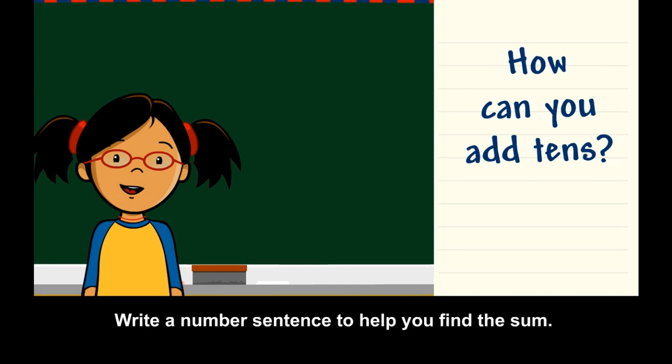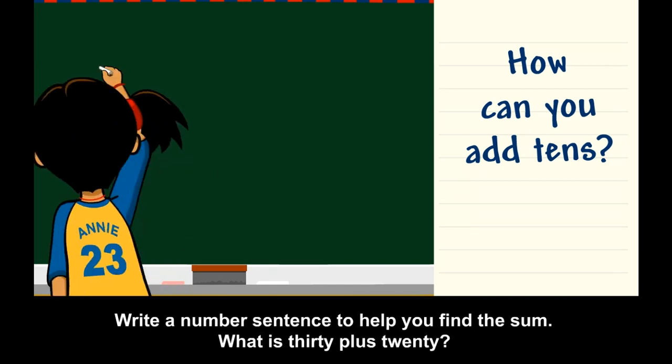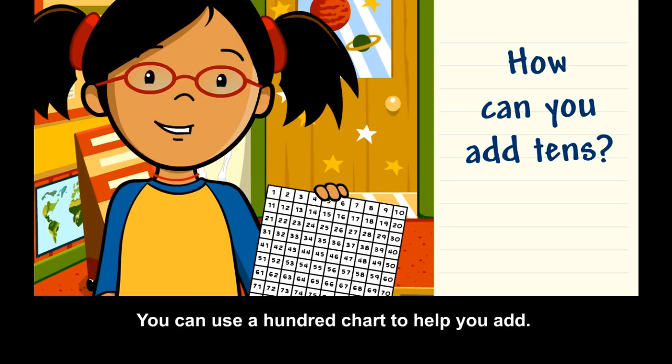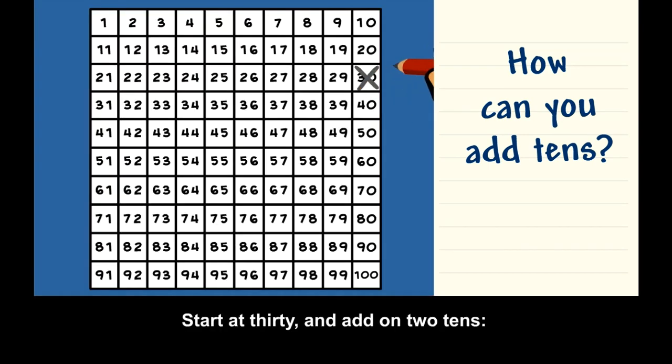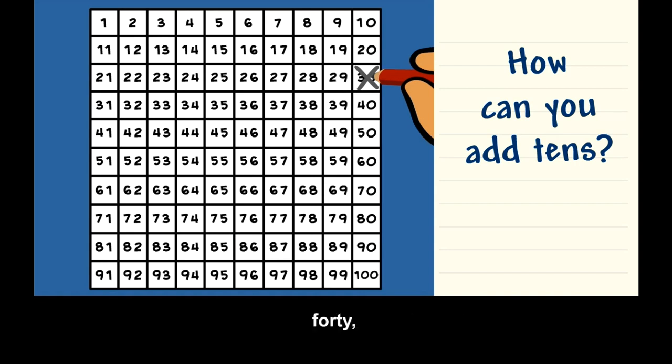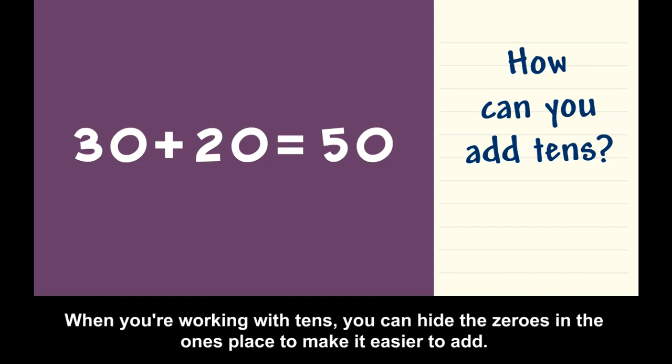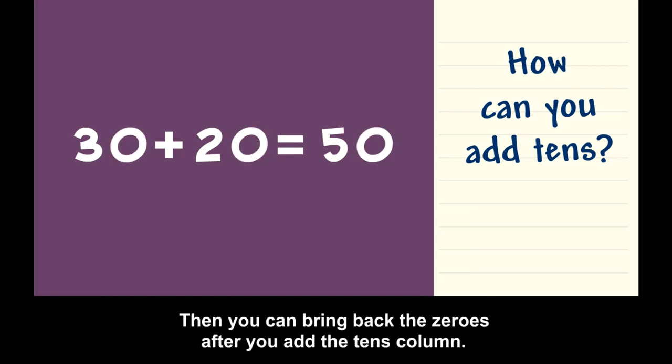Write a number sentence to help you find the sum. What is 30 plus 20? You can use a 100 chart to help you add. Start at 30 and add on 2 10s. 40, 50. 30 plus 20 is equal to 50. When you're working with 10s, you can hide the zeros in the ones place to make it easier to add. Then you can bring back the zeros after you add the 10s column.